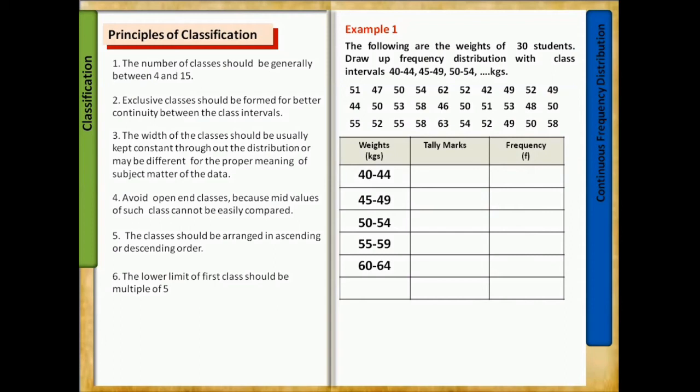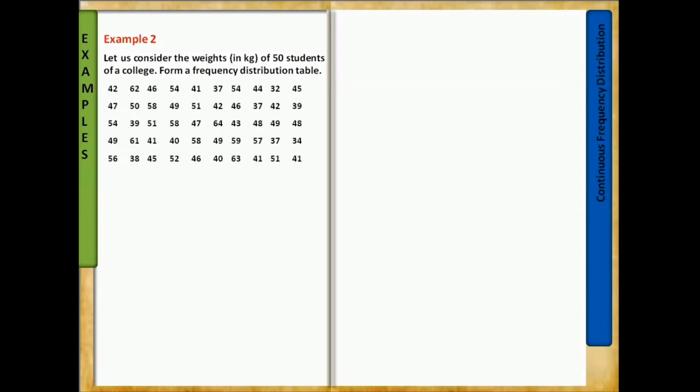Accordingly, we need to draw tally bars in the second column and write their respective values in the third column. At last, write the total. Example 2. Let us consider the weights of 50 students of a college. Form a frequency distribution table.